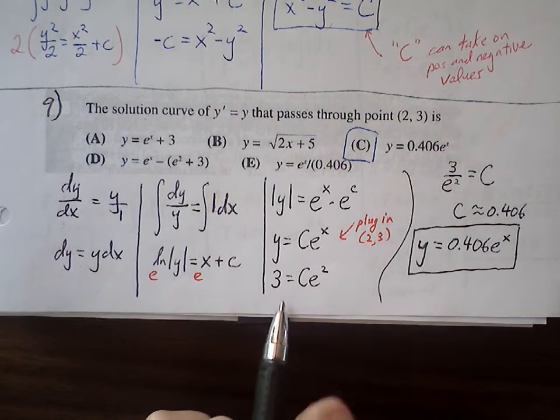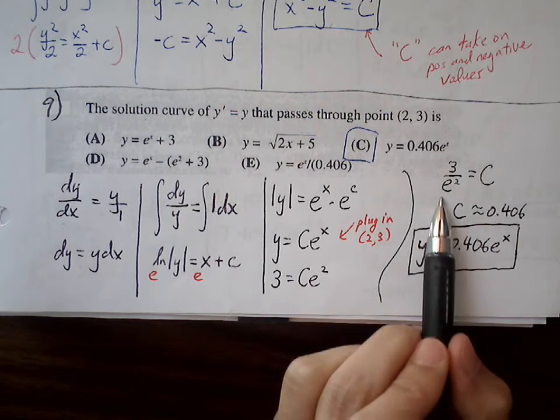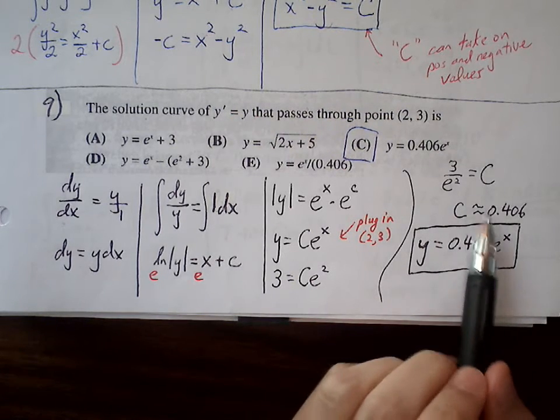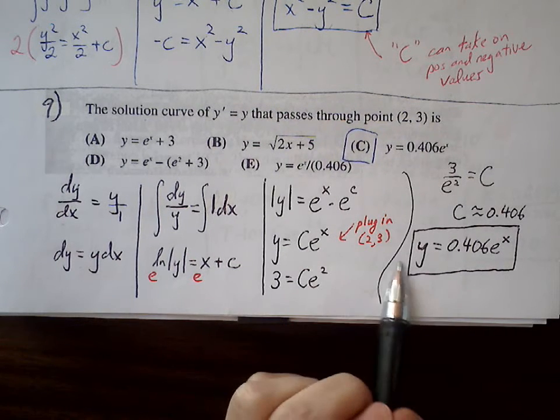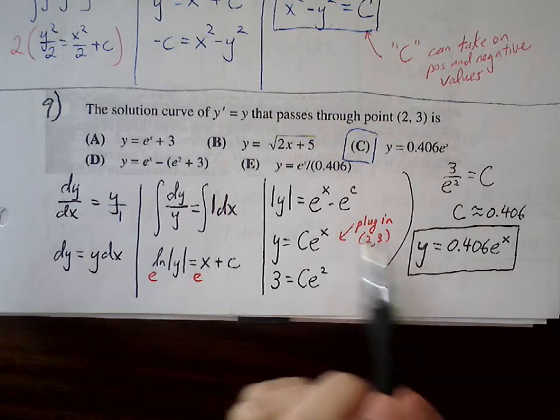Divide both sides by e squared. 3 over e squared is equal to 0.406. So now we can replace c with 0.406. And now we get y is equal to 0.406 e to the x.